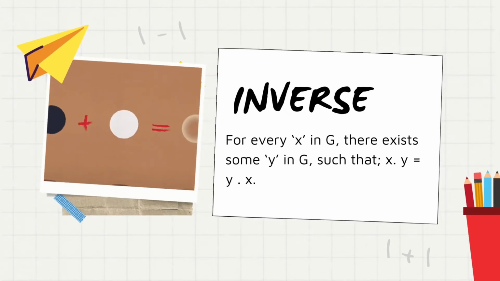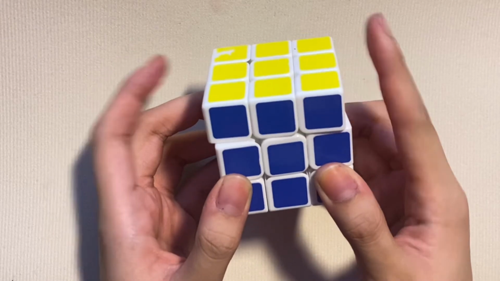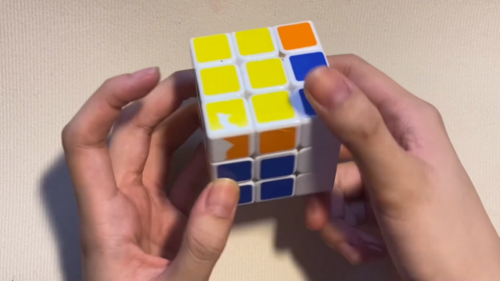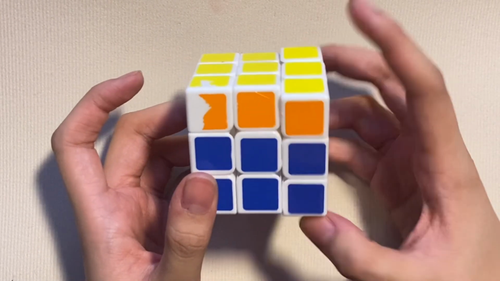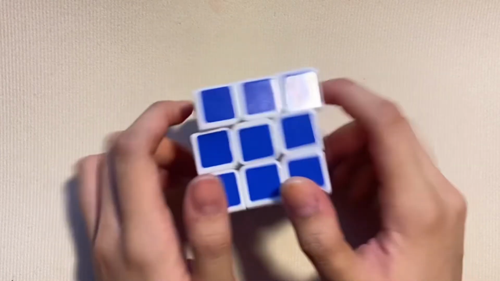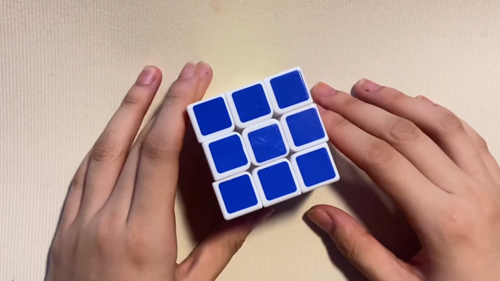Now to the last axiom, inverse, where we can undo symmetries. My favorite. For every X in G, there exists some Y in G, such that X dot Y is equal to Y dot X. If I turn the Rubik's Cube through this particular series of moves, I can reverse it by doing the inverse of the series I just created. And it's back to its initial order. And that's a simple introduction and the basics to group theory.